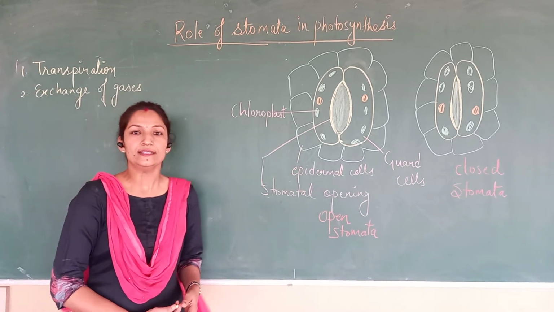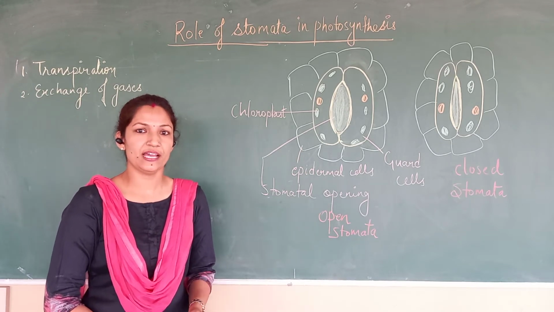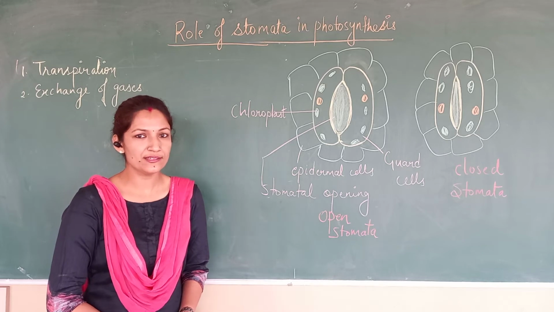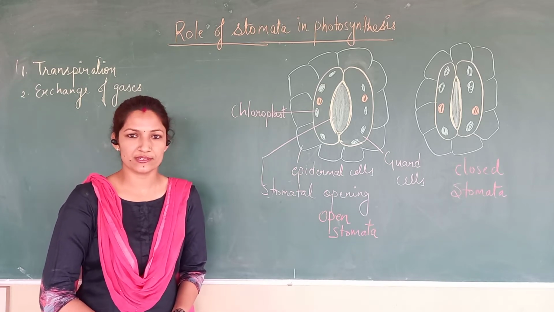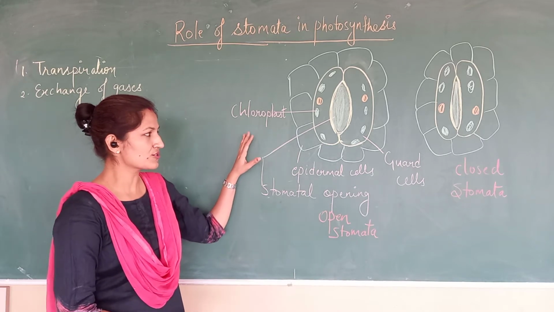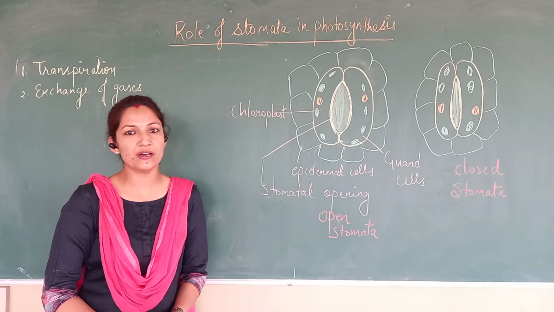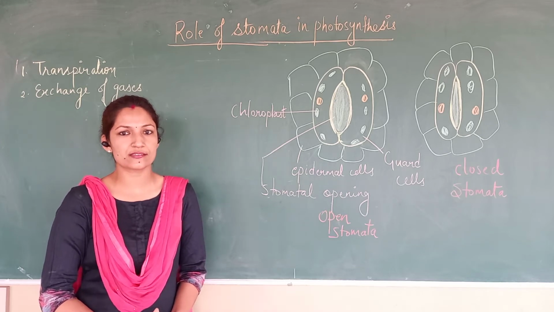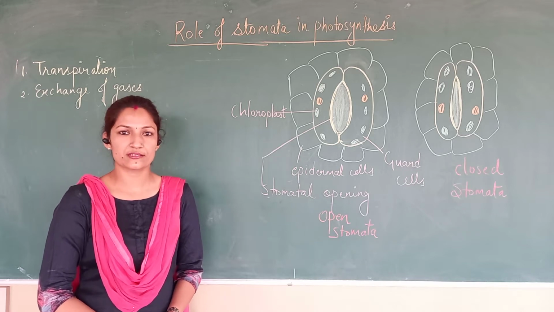Stomata are the tiny pores present on the leaf epidermis, along with the young green stems also, but very few in number. Okay, so these stomata are responsible for maximum exchange of gases required for photosynthesis in the plants.